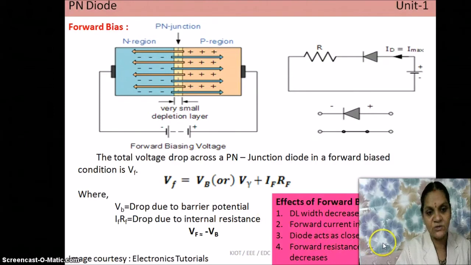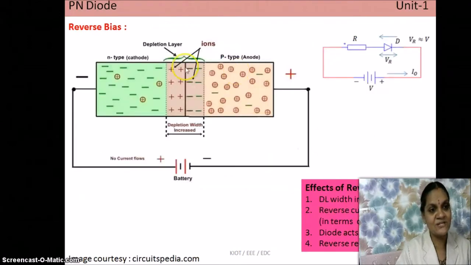And the diode is acting as a closed switch, we know already, and forward resistance decreases. Since current increases, automatically forward resistance decreases. So these are all the effects of forward bias. And the next one is reverse bias.